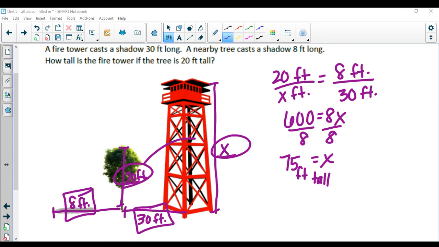And that's it then for your lesson for using similar figures to help us with scales and also with indirect measurement.